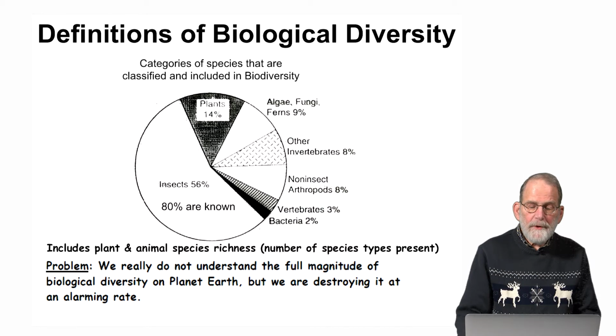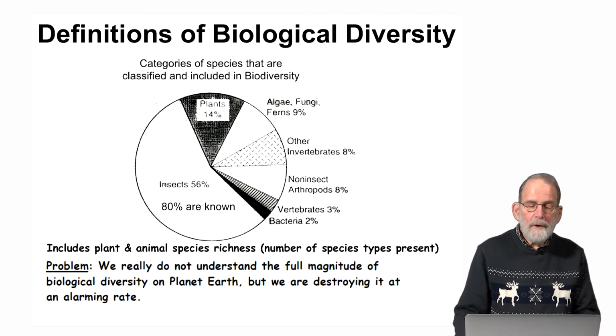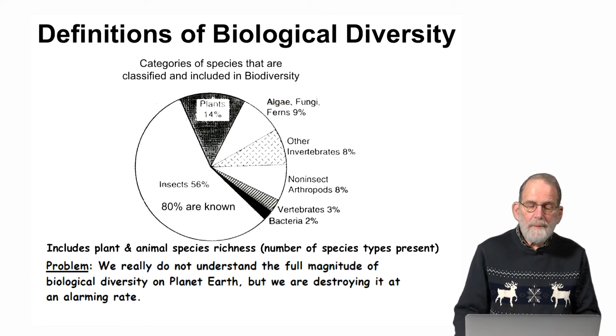Definition of biological diversity includes plant and animal species richness, the number of species types that are present. And this diagram illustrates the number of the types of living organisms that exist on planet Earth and what their relative percentages are. The problem is that we really do not understand the full magnitude of biological diversity on planet Earth, but we are destroying it at an alarming rate. For example, among insects, which account for roughly 56% of known biological species, 80% are known, meaning that 20% of them are unknown.